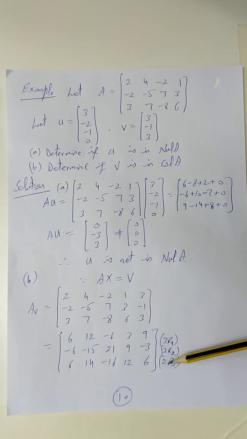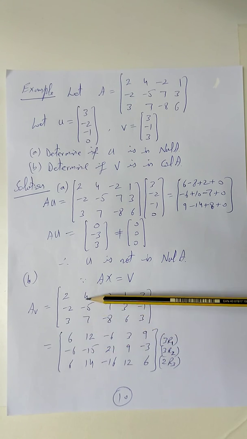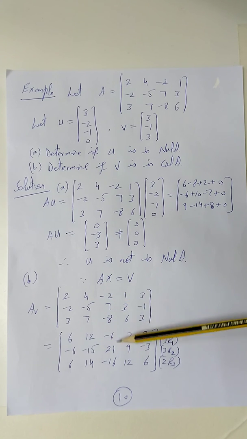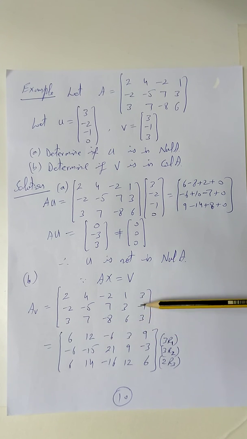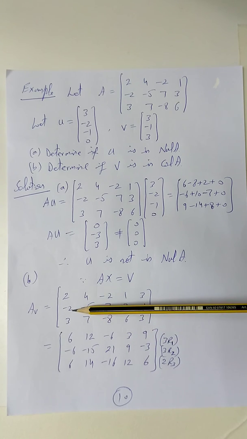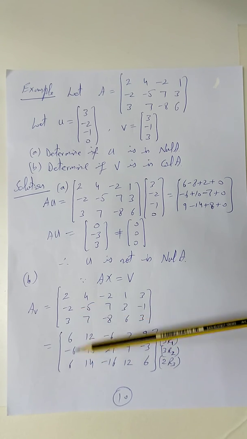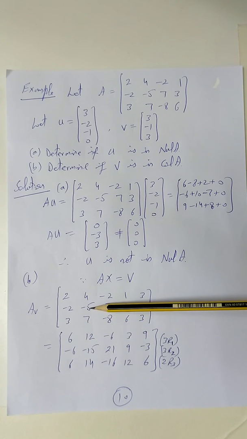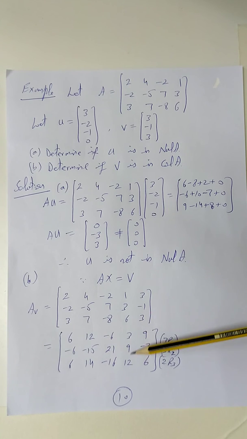If I multiply row 1 with 3, you will get 3 2s are 6, 3 4s are 12, 3 into minus 2 is minus 6, 3 into 1 is 3, 3 into 3 is 9. Similarly, I can multiply row 2 with 3, so it will be 3 into minus 2 minus 6, 3 into minus 5 is minus 15, 3 into 7 is 21, 3 into 3 is 9, and 3 into minus 1 is minus 3.